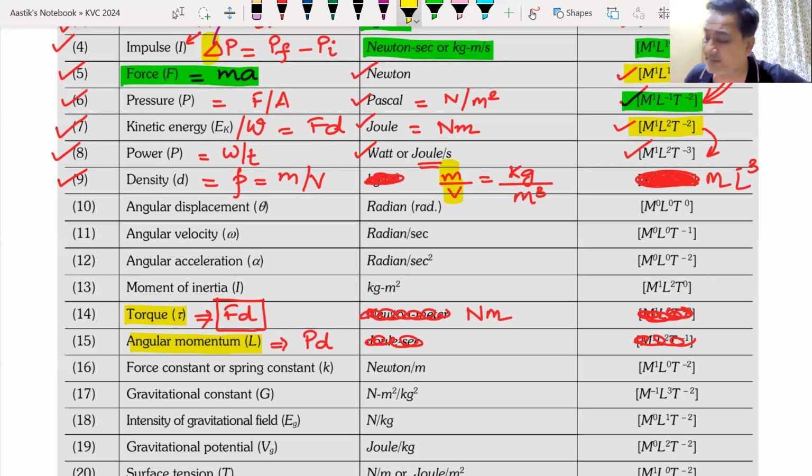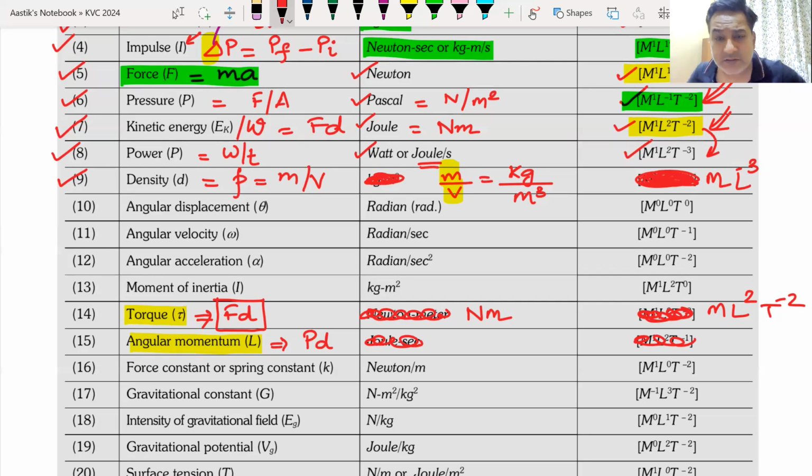You'll have to remember all these things, beta. So what is the dimension of torque? ML square T power minus 2. Very good. ML square T minus 2. That is the correct answer. Everyone got this? Can I have some response that everyone got this? Anyone has any problem? Please come up.